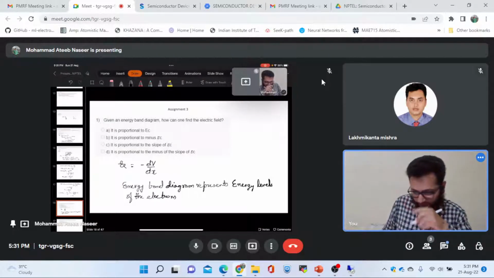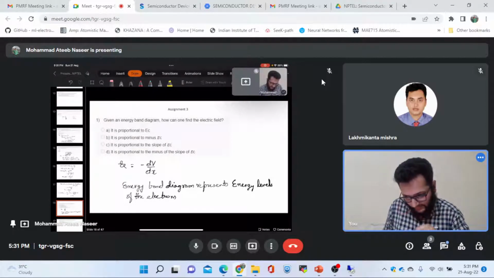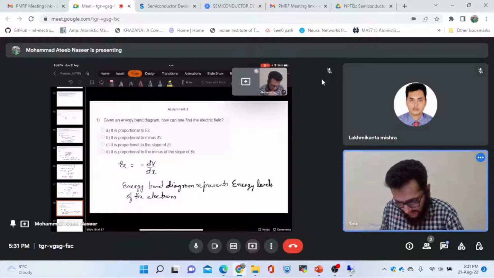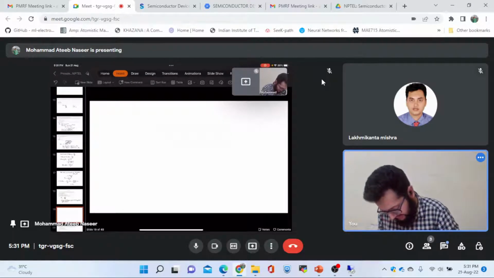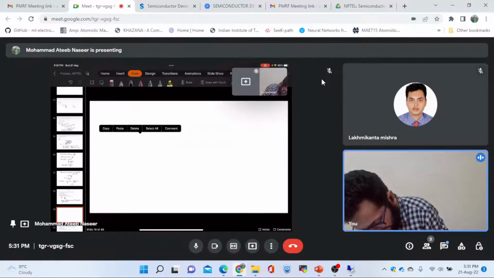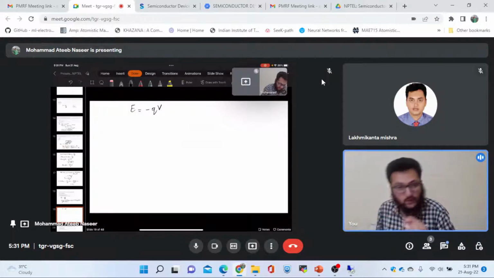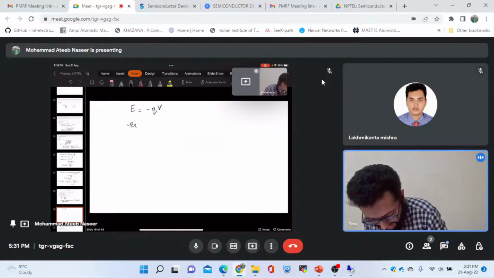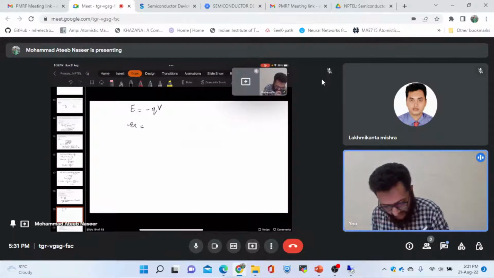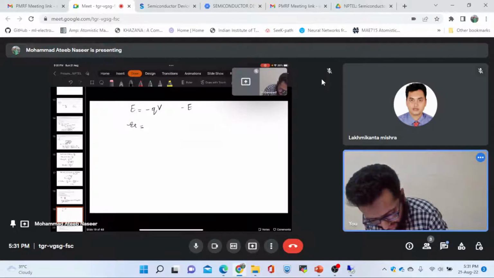So this energy for an electron will simply be given by, let us use another slide, E is equal to minus Q into V, where V is the applied potential. Now, we have written the relation for the field previously, where E is equal to minus dV by dx. So we can write minus E by Q to be equal to V, and this will be replaced in the previous iteration.